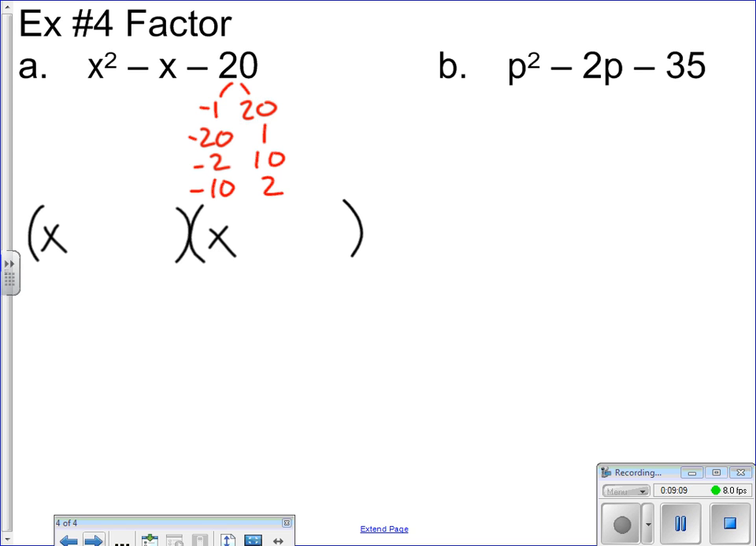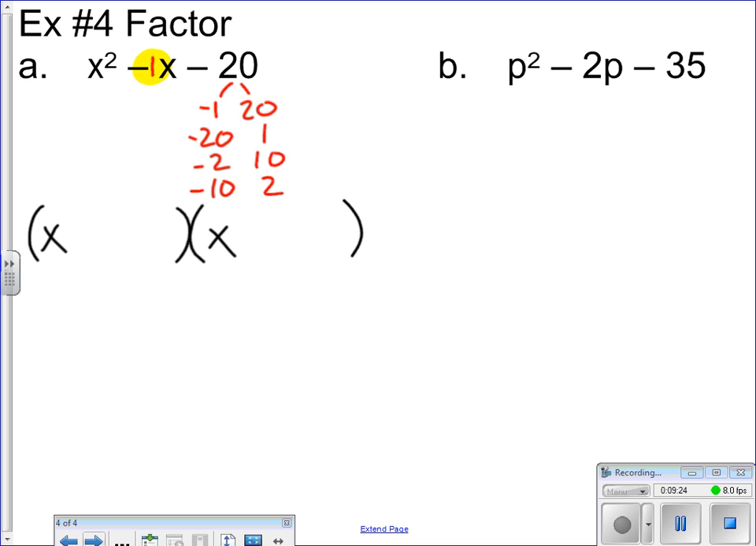Now, what number am I trying to add up to in the middle? There's no number there, so that, of course, is a 1. So I'm trying to get negative 1. I don't think any of the options I've written out so far will add up to negative 1.